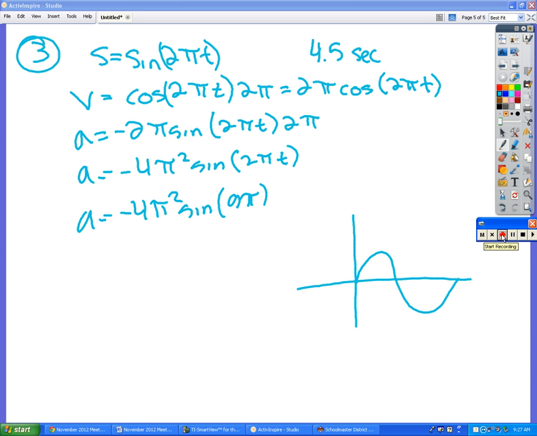Okay, so we gotta do number... Are we good with number 3 then? So we started out with this. We took the derivative to get velocity. We took the derivative to get acceleration. Plugged in 4.5 and got that the acceleration is actually 0. Are we okay with that? Okay. So what are we doing now?